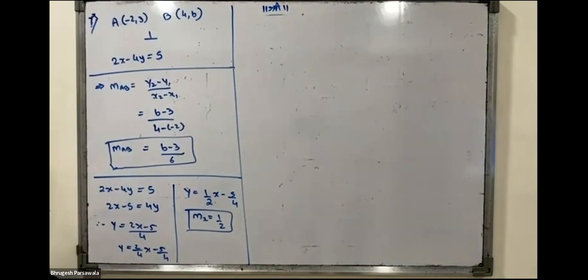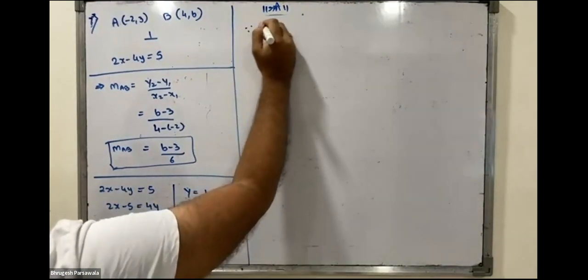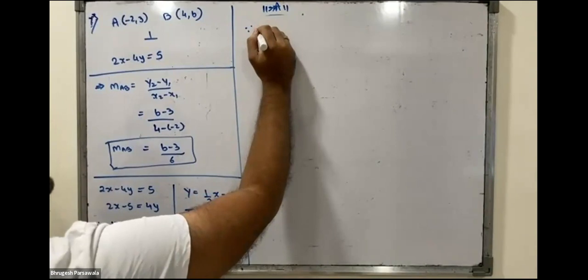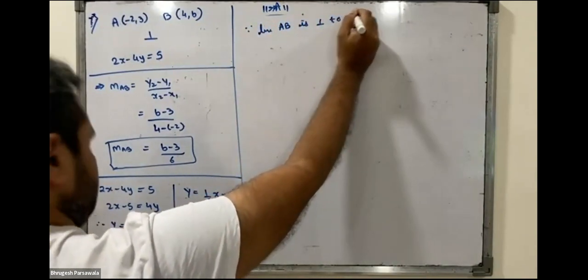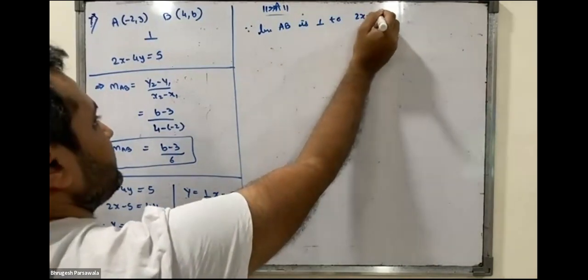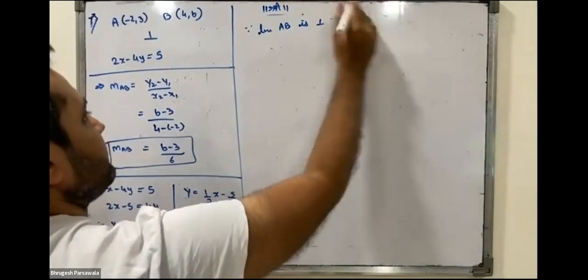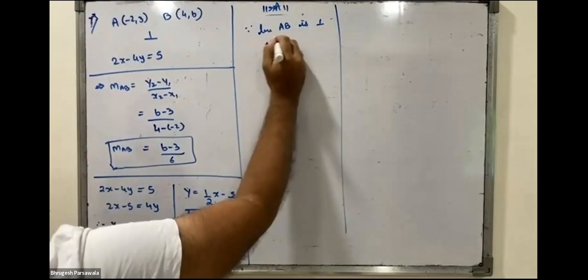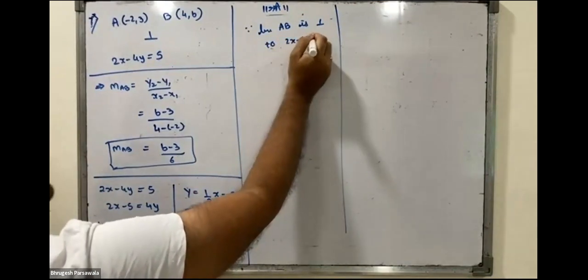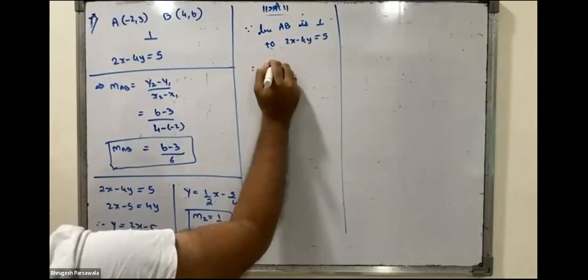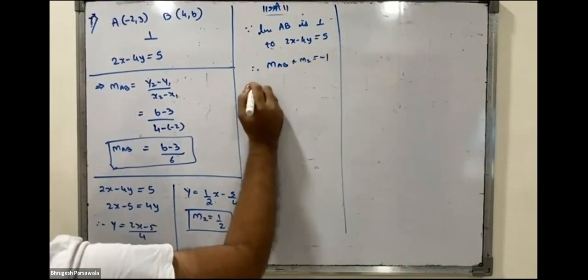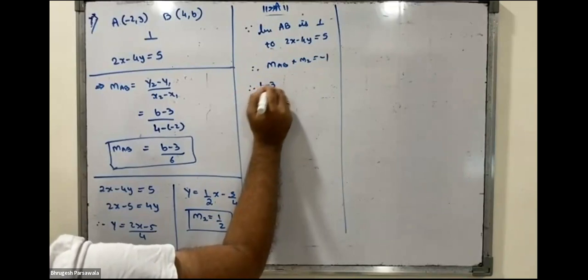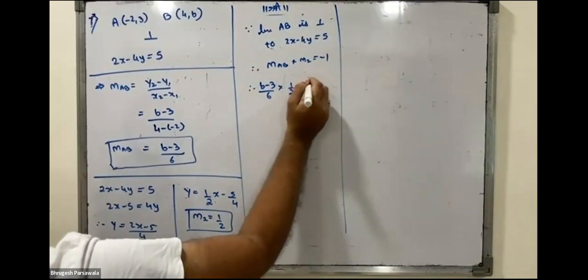Okay. Now they say since the lines are perpendicular. Since line AB is perpendicular to given line, what will happen? Product of slope is -1. (b minus 3) upon 6 into 1 by 2 is equals to -1.